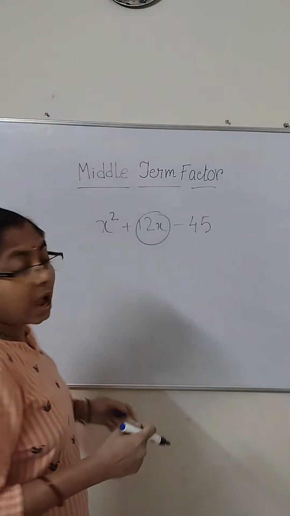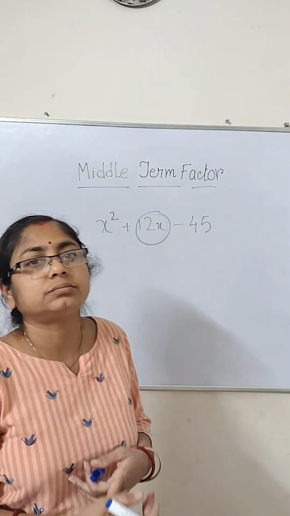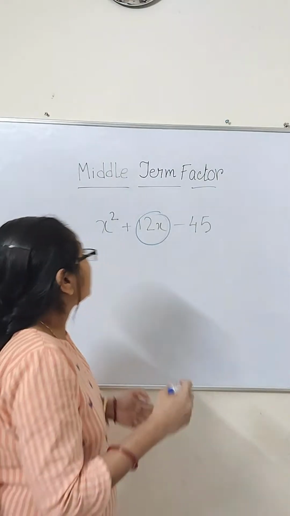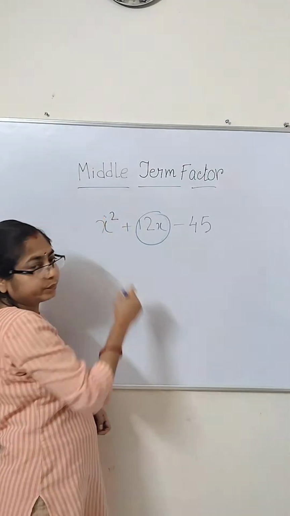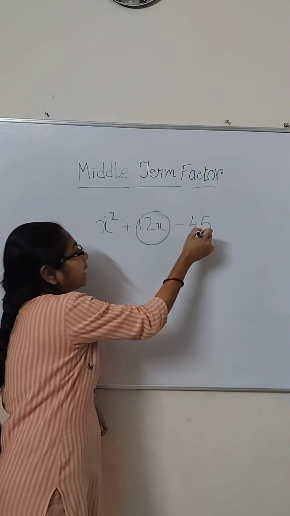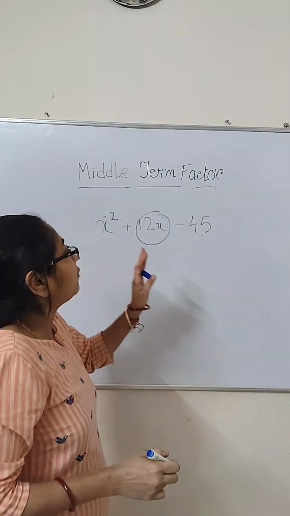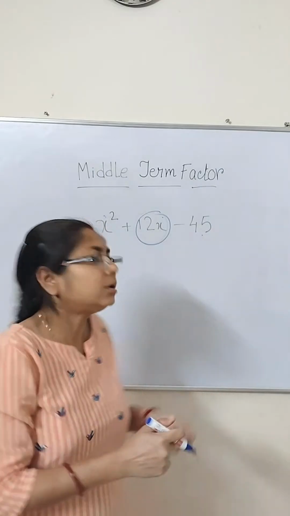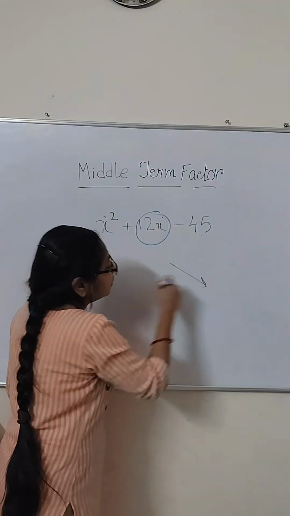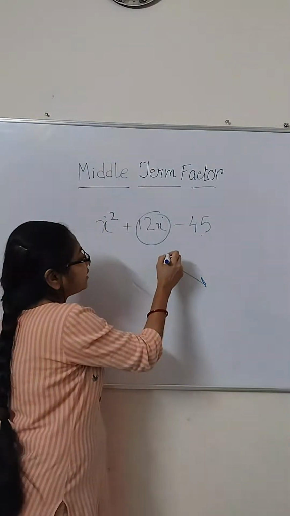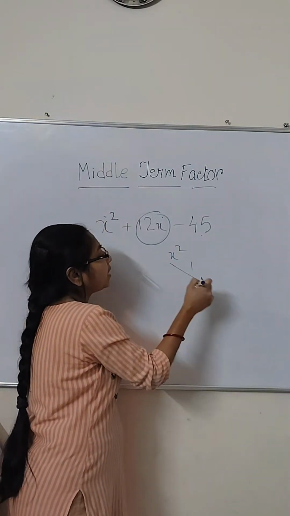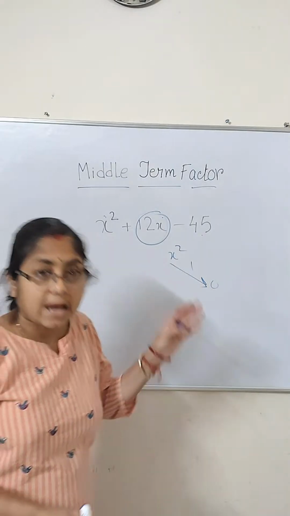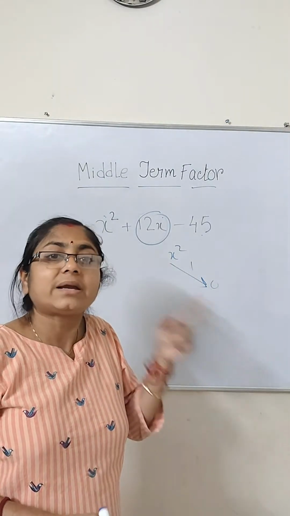Then how can you understand which maths is in the middle term factor and which is in another process? Look, there is a power of 2, a power of 1, and then no variable and no power. In the middle term factor, the power is decreasing. It generally starts with square, then 1, then 0: no variable, and no power. In this way, if it comes in the question paper, you understand it is a middle term factor.